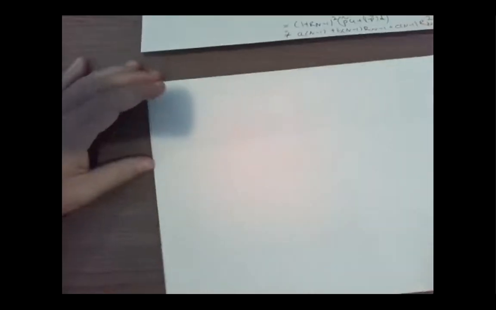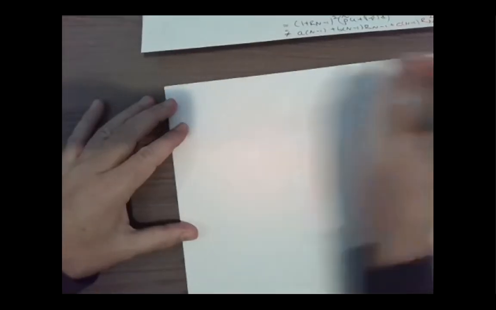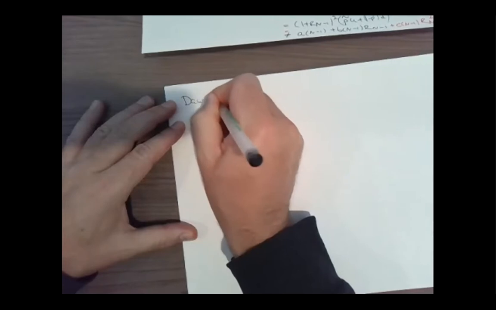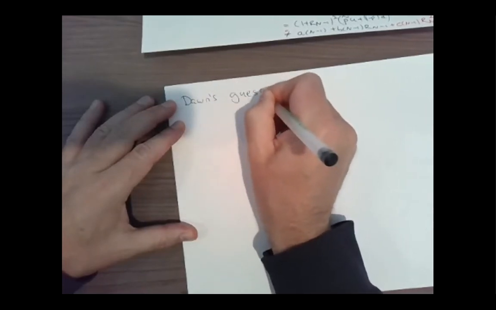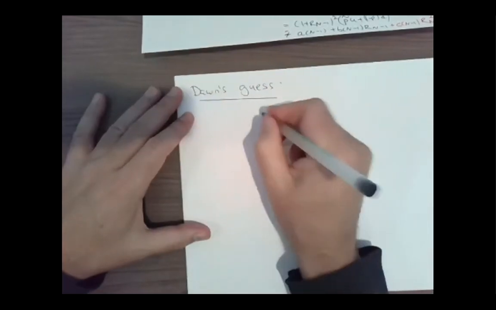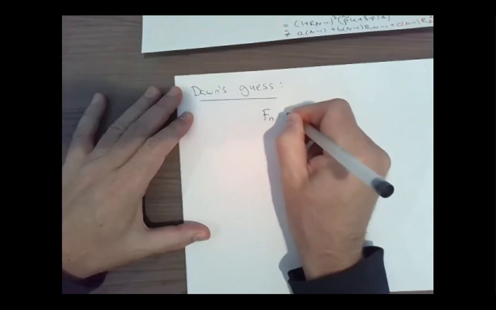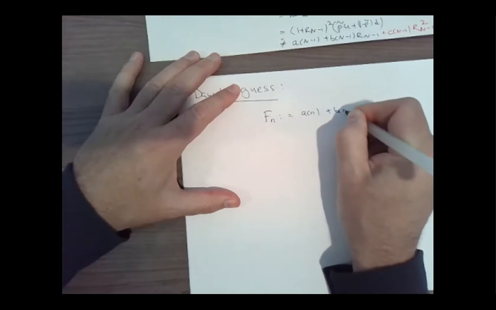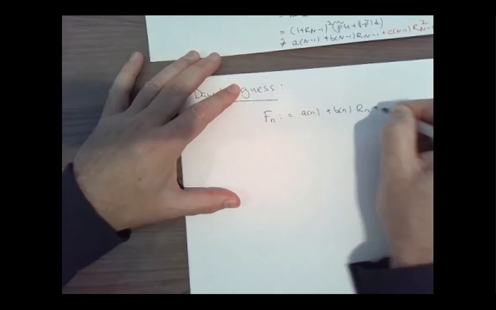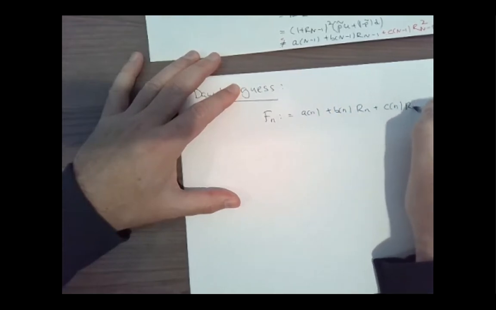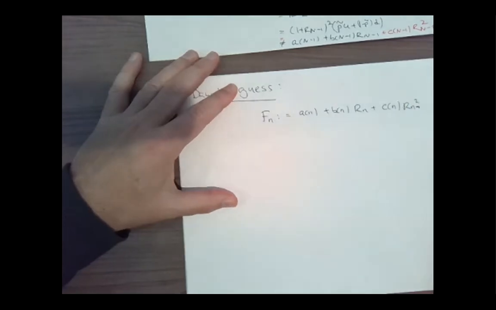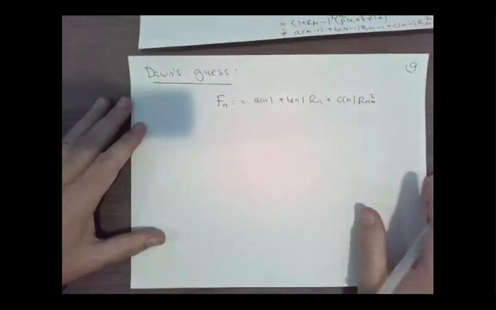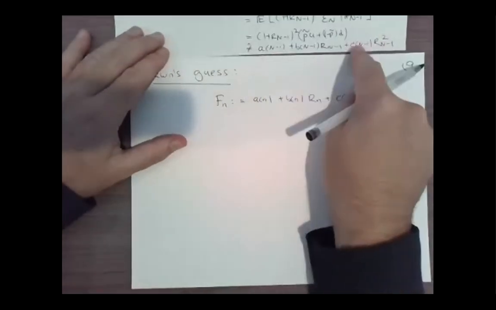So she would get down to here, and now, if I understand Dawn correctly, she would now make a guess. So this is going to be Dawn's guess. Correct me if I'm wrong, Dawn, but I think one could start with a guess of this form: an plus bn times rn plus cn times rn squared. But of course, up to this point, it's just a guess. The base case is okay.